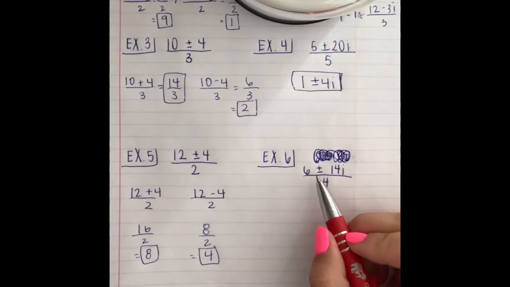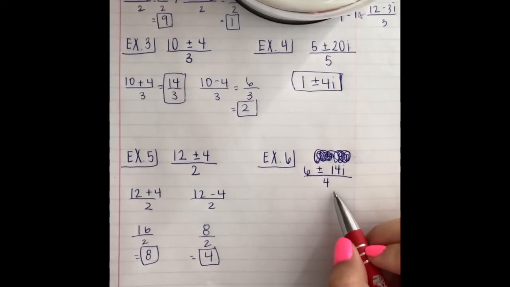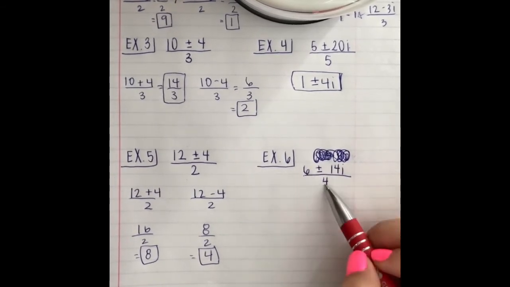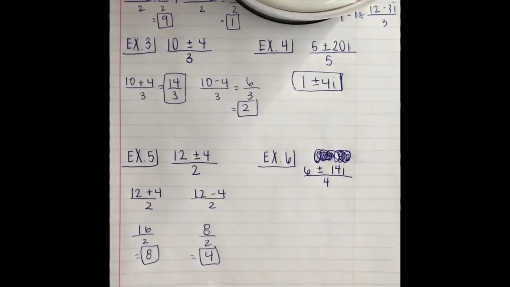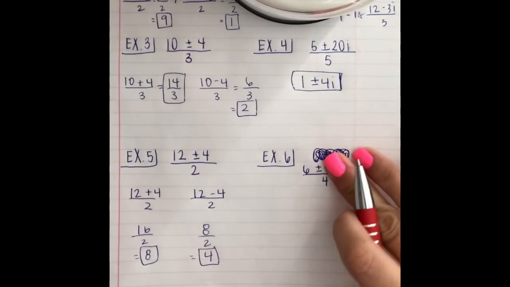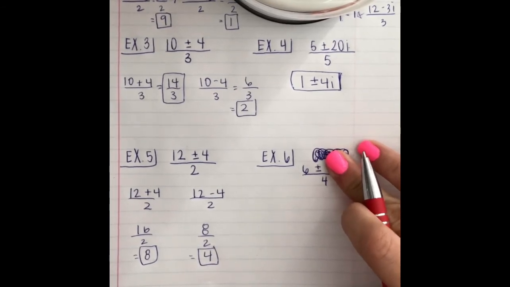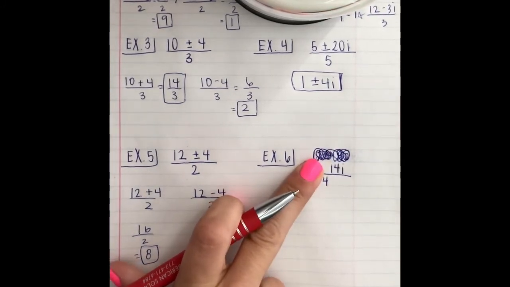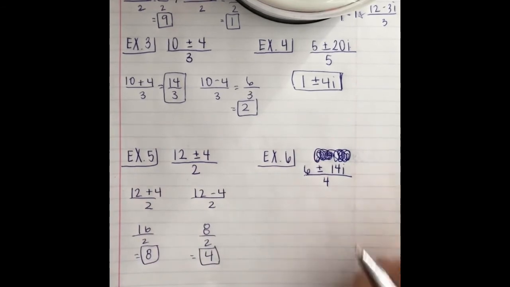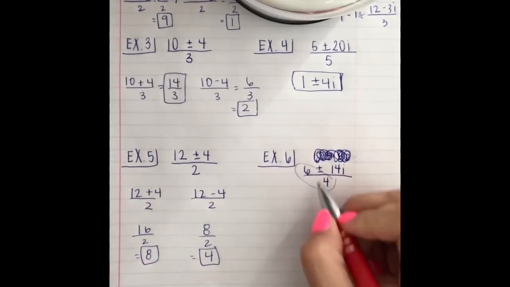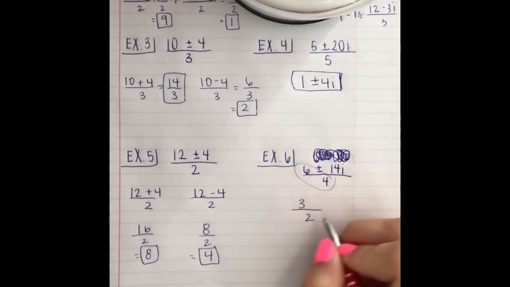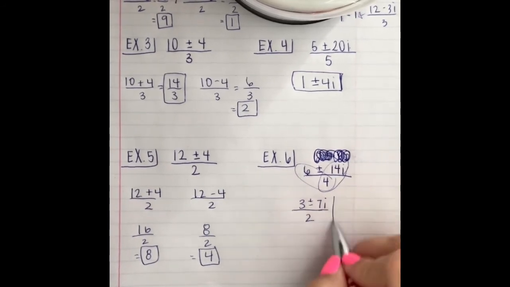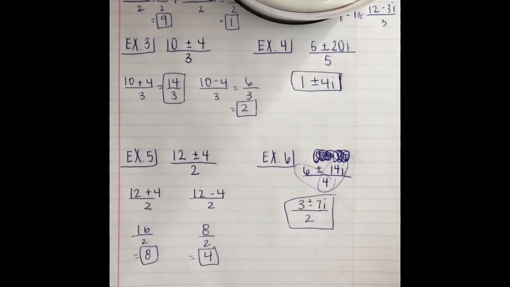And last but not least, are 6 and 14 both divisible by 4? No, but they're all even numbers, okay? Which tells me that they all can simplify, okay? So if you were to simplify the fraction 6 over 4, sorry, it would simplify to 3 over 2. And if you simplify 14i over 4, it simplifies to 7i over 2. So this fraction is going to give us 3 over 2. And then this fraction is going to give us 7i over 2. So that would be our answer.